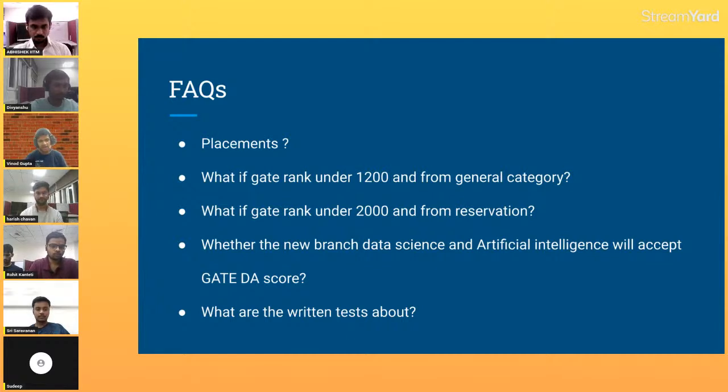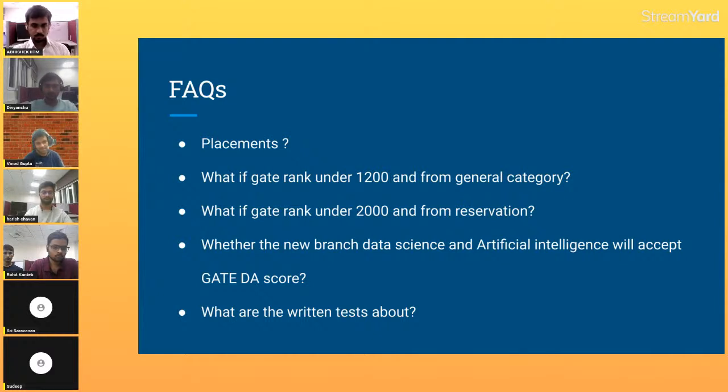And the next question I would like to ask is whether the new branch, Data Science and AI, will accept GATE DA score or not. So this I will address: as of now, nothing is officially decided, we are not aware of it. Most probably it should, but I'm not confirming it because we are not aware of the things.